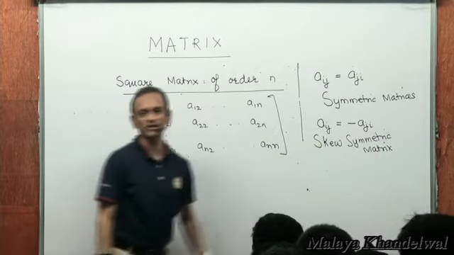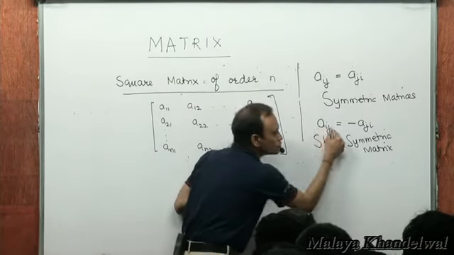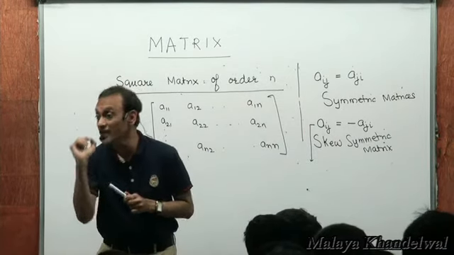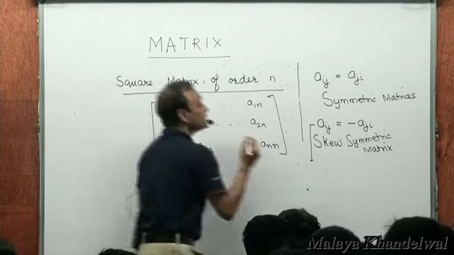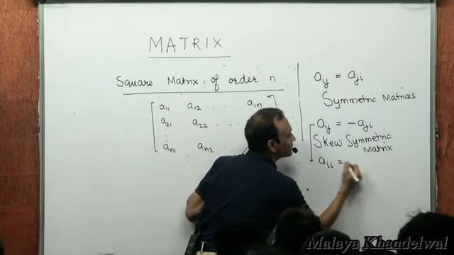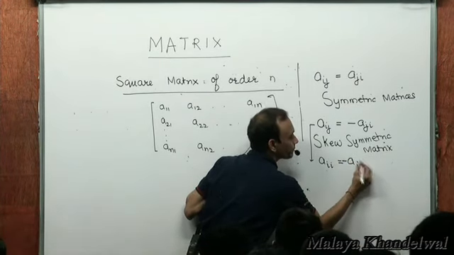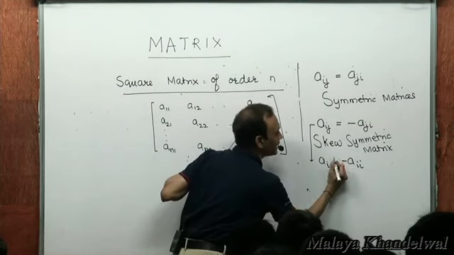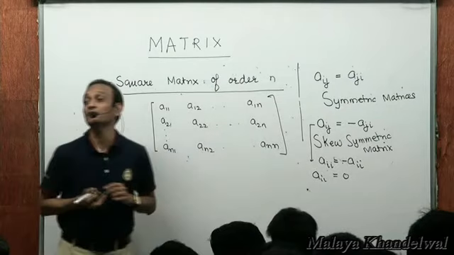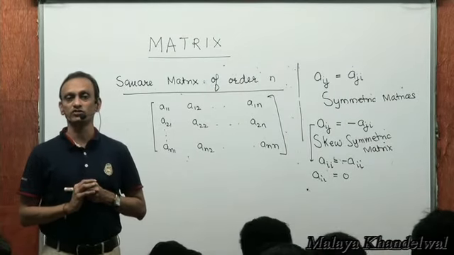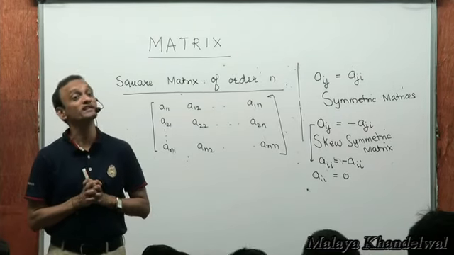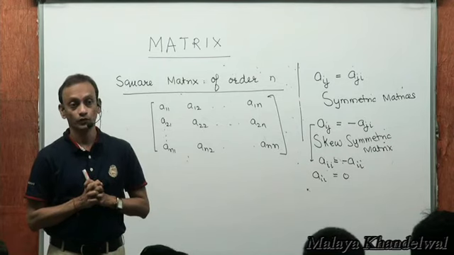And in a skew symmetric matrix, put i equal to j, for example, as a special case, which will represent the diagonal elements. Diagonal elements are i equal to j, right? So put j equal to i, so I have aii equals minus aii. Aii is minus aii. That means aii is 0. That means all the diagonal elements must be 0 in a skew symmetric matrix. Yes or no? Right?